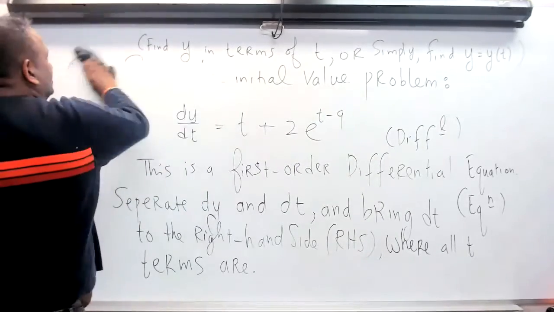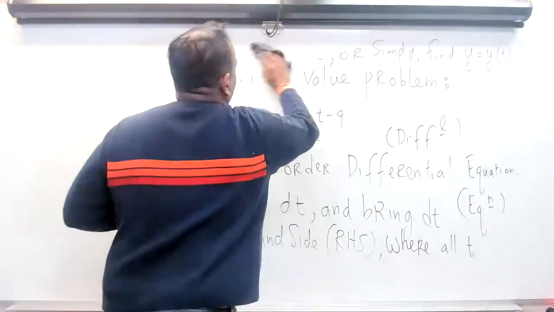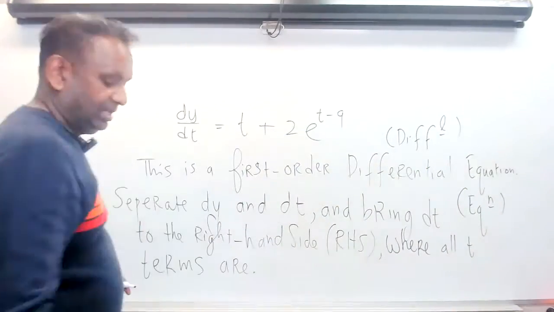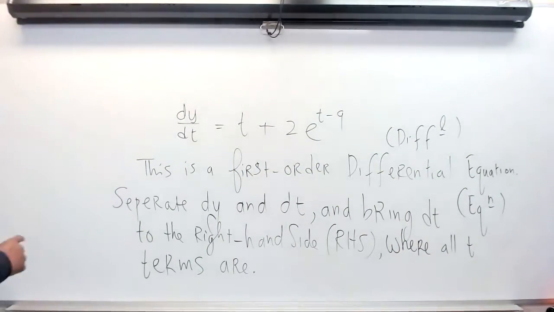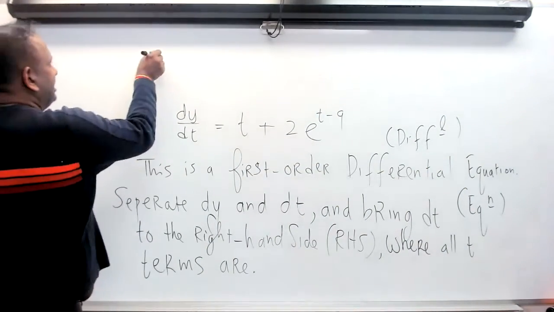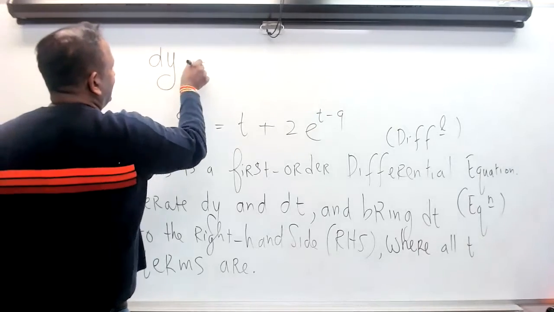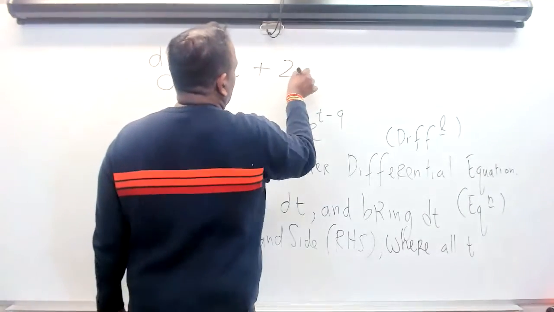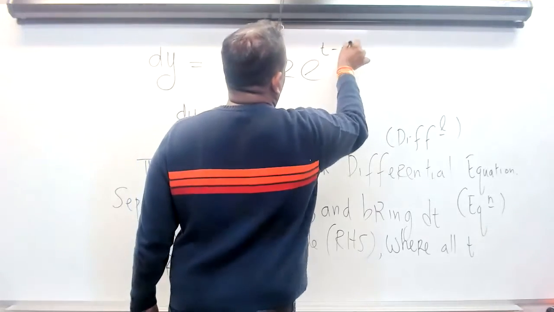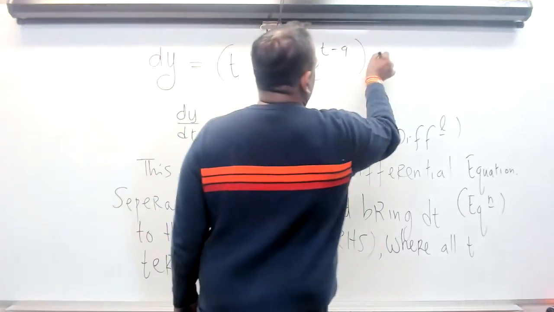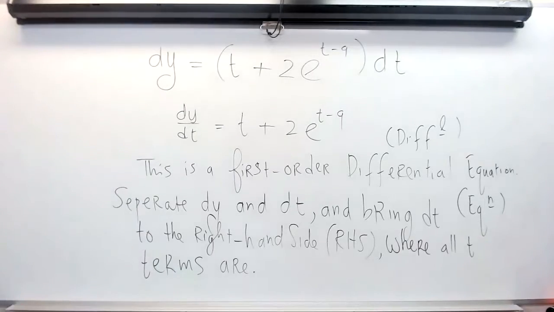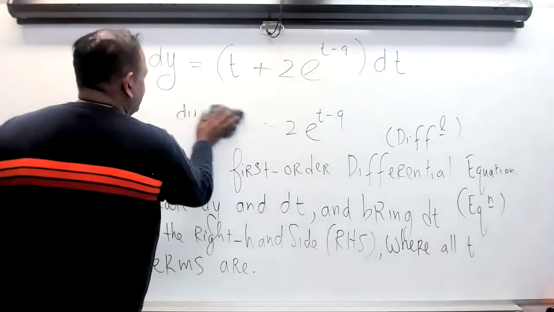Let's see what we do. Separate dy over dt and dy. See, I separated. Then t plus 2 e to the power of t minus 9 you already have here, and dt. That's all I did. It's very easy. It's a piece of cake. You don't have to be stressful about anything. There's no heavy mechanism over here.